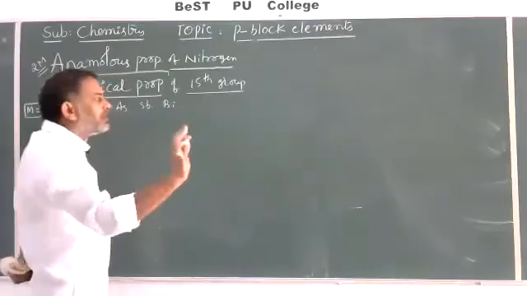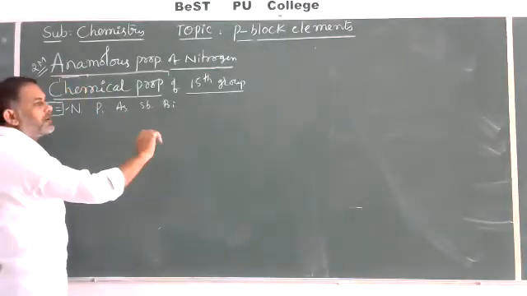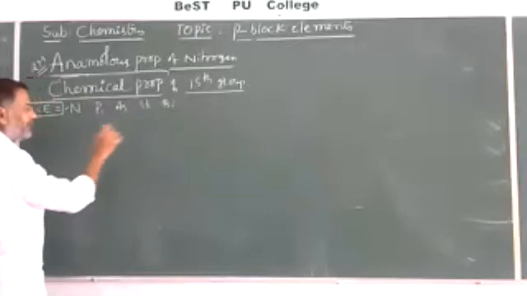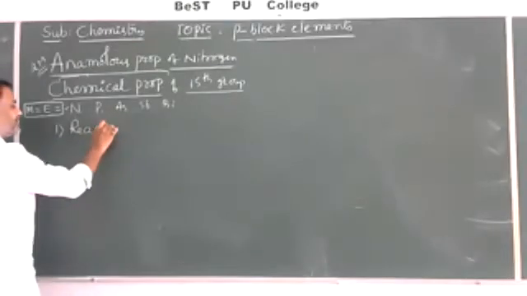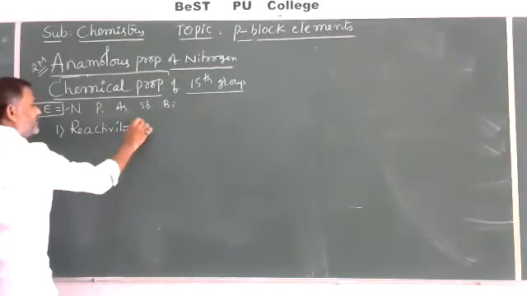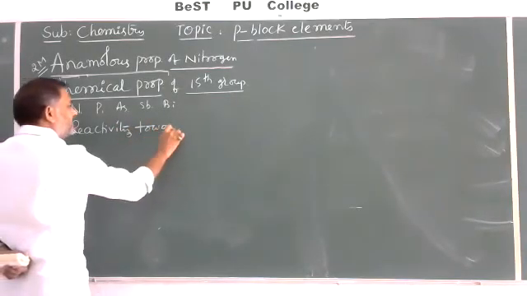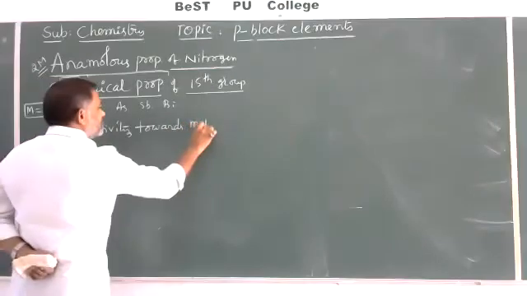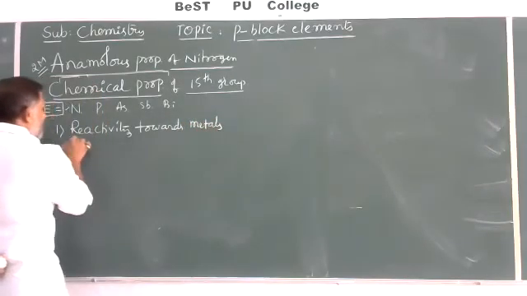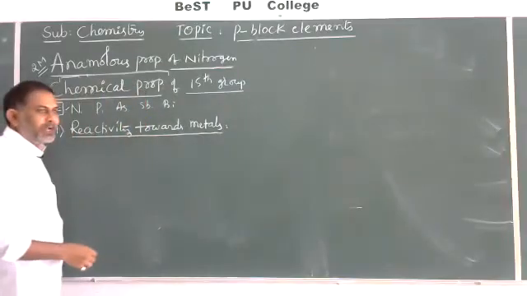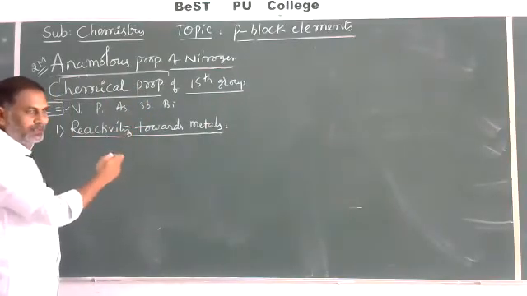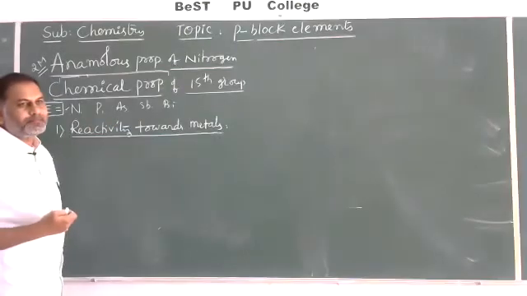Now, in your textbook reactivity towards hydrogen is given first. But first, I'll explain reactivity towards metals. Why is reactivity towards metals introduced? To explain the next property, reactivity towards hydrogen, we want this simple concept. That's why I first introduced this.